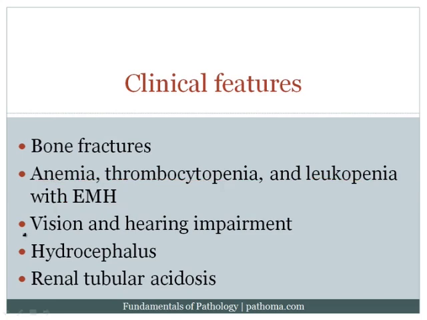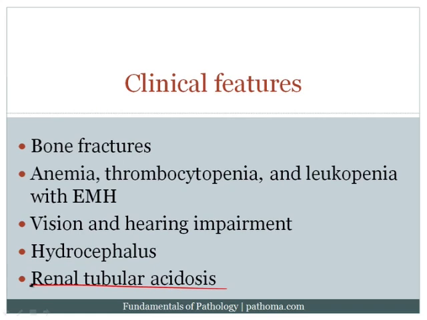The patients can also develop vision and hearing impairment, and the idea here is that you're going to get compression of cranial nerves as they try to exit from the skull, again because of the thickening of the bone. There can also be hydrocephalus, and that's because you can get thickening of the bone at the foramen magnum. A final feature is that the patients can develop renal tubular acidosis.